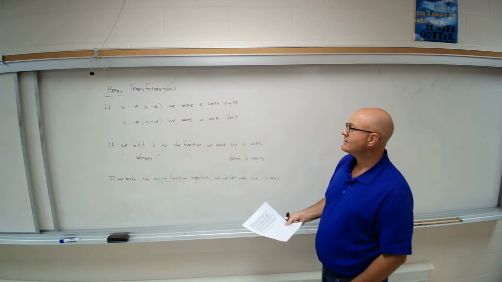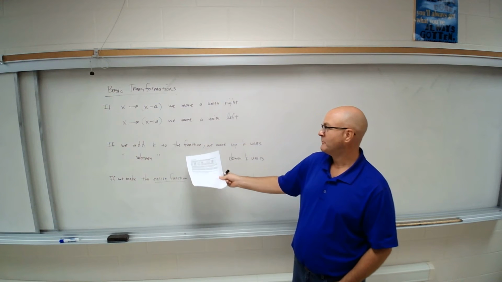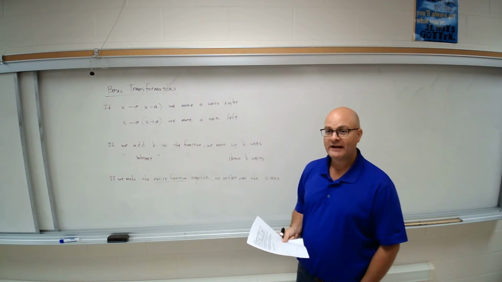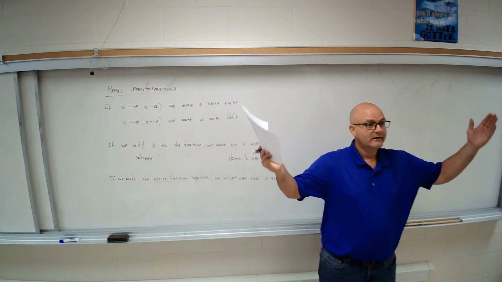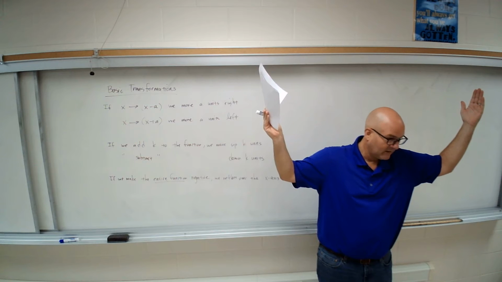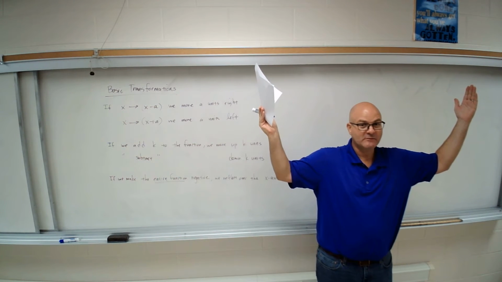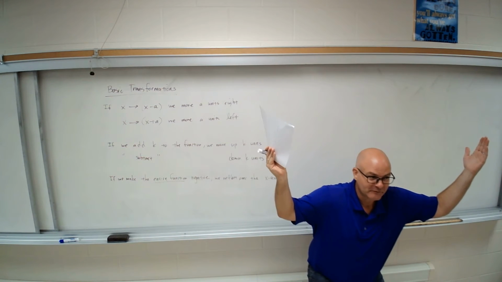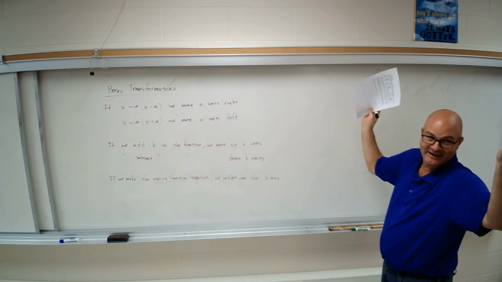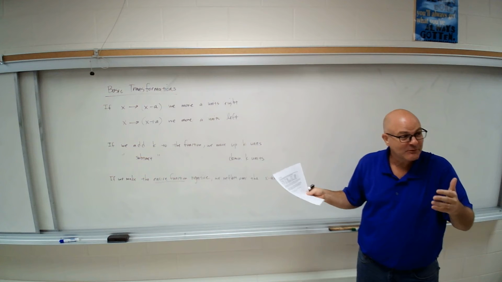If we add k to the entire function, we move the whole thing up k units, right? Y equals x squared, y equals x squared minus 2. We just moved it down 2 units. I didn't see how I was going to go up 2 units from here. It didn't look like it was going to go well. Okay, but that's what we're doing.